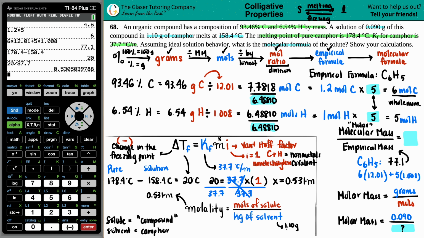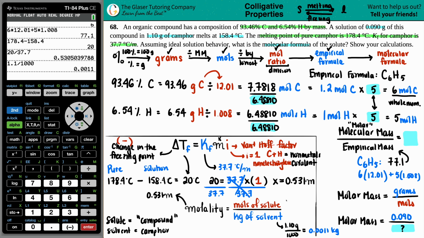How do we go from grams to kilograms? Oh, that's dividing by 1,000. Similarly, you could take the decimal and move it to the left 3 times. So 1.1 divided by 1,000. You get 0.0011 kilograms. And now we're just going to solve for the solute.